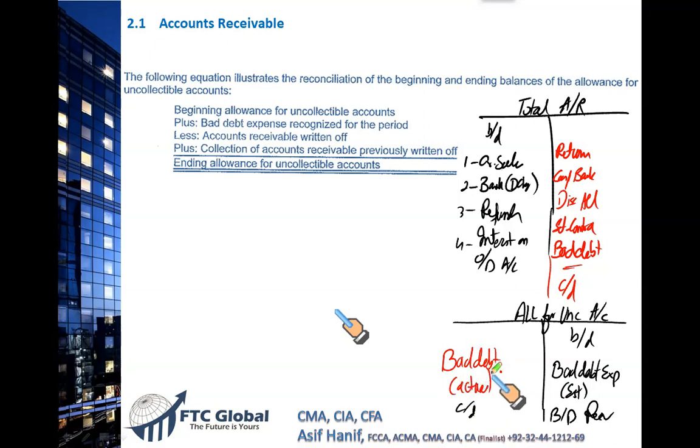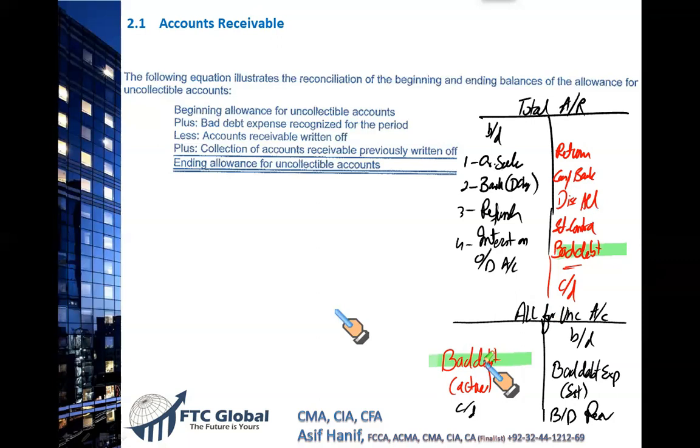What is the entry? I hope you remember. When a customer doesn't pay us, refuses to pay, goes bankrupt, we debit allowance and credit that customer. This is that amount. And this is exactly what you will find here. These are the same amount. The actual bad debt here in accounts receivable and this one, they are the same. Actual bad debt is a credit in account receivable, and actual bad debt is a debit in the allowance. They are the same amounts.